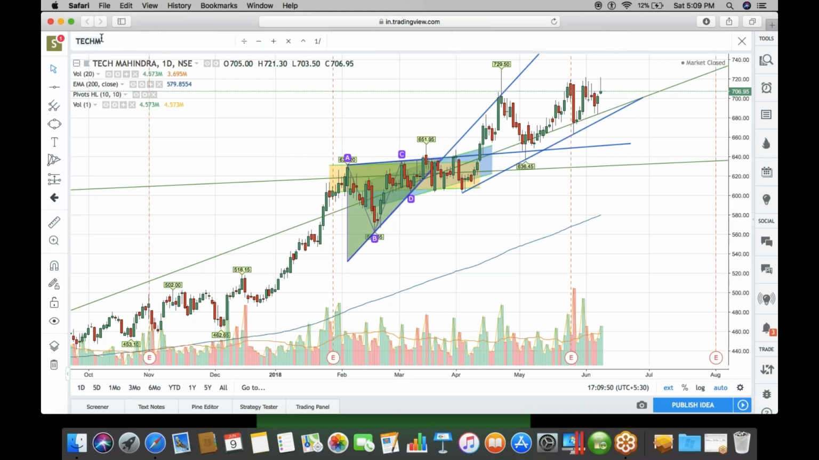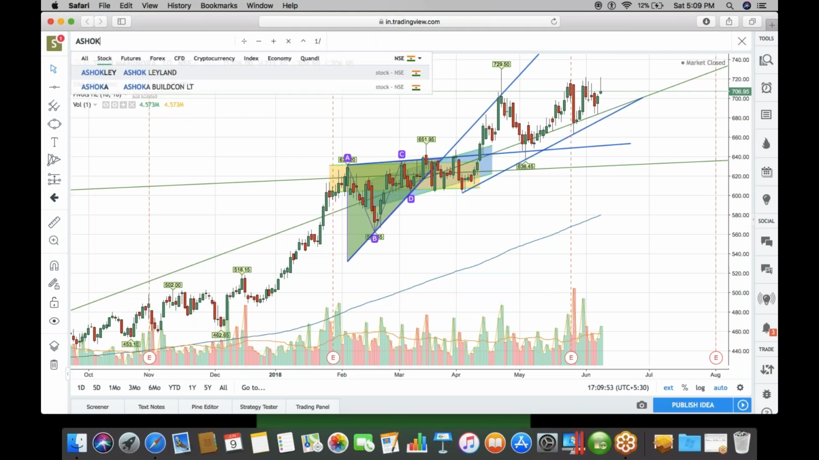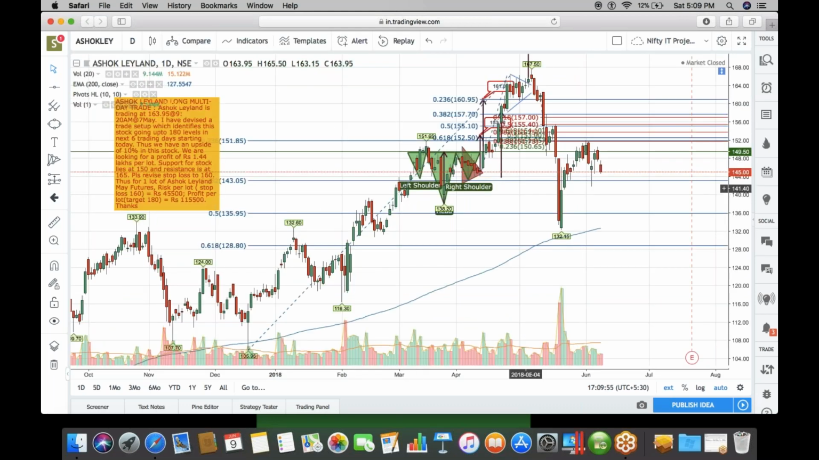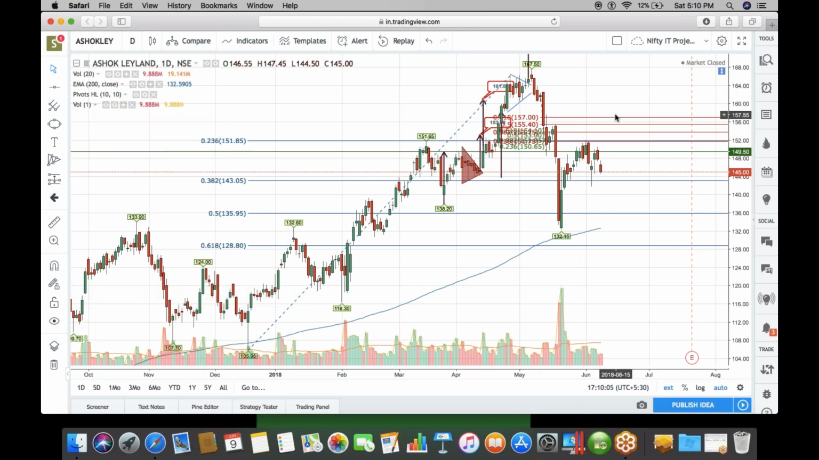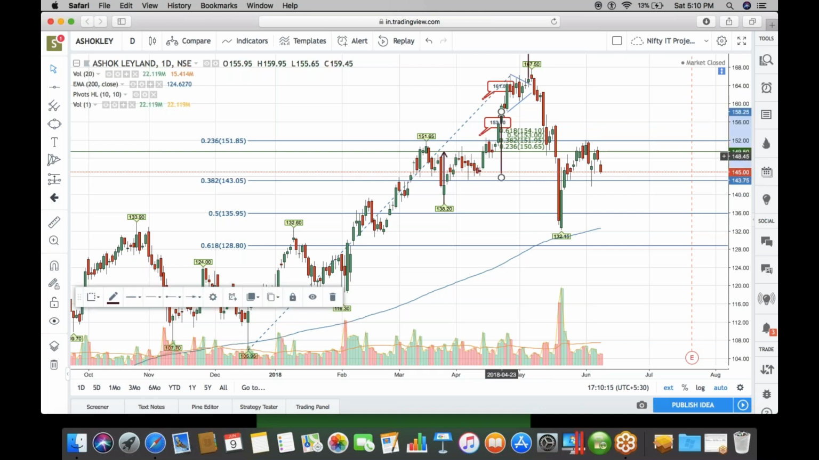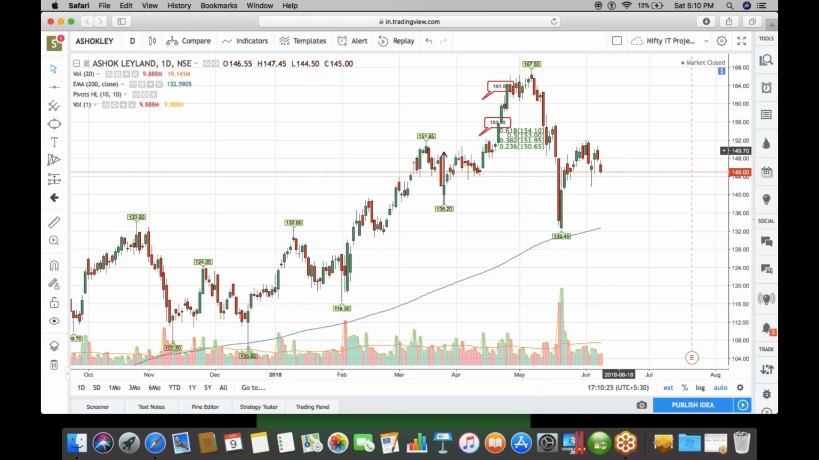Okay, Ashok Leyland. Great. Let me see. A lot of chart studies are already there with me, which I had put there. I will delete everything and try to analyze. Just a second, I'm removing everything. I'm removing the support and resistance levels also.